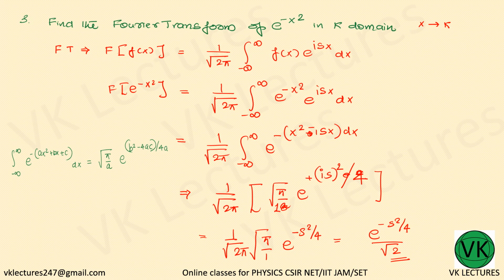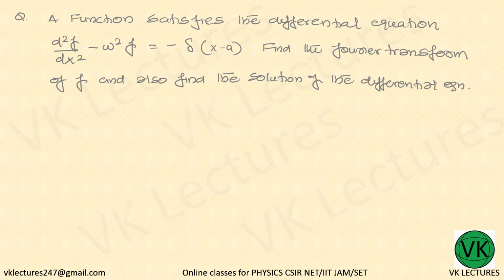Again this is for the k domain, so just replace s by k: e to the power minus k square by 4 divided by root 2. This is f of k, this was f of s. This is a problem for working out. You can work out this problem.